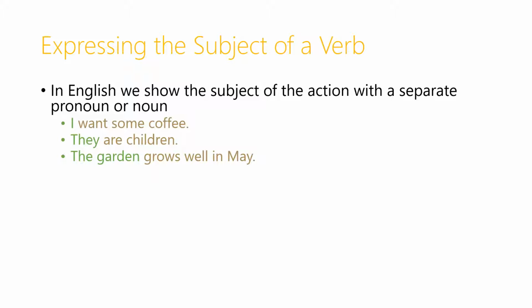In English, we show the subject of the action of a verb with a separate noun or pronoun. So in the sentence, I want some coffee, I expresses the subject of the wanting. In the sentence, they are children, they are the ones doing the being. They're the subject of the verb are. In the sentence, the garden grows well in May, the garden is the subject of the verb grows.